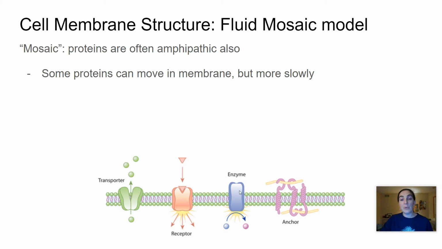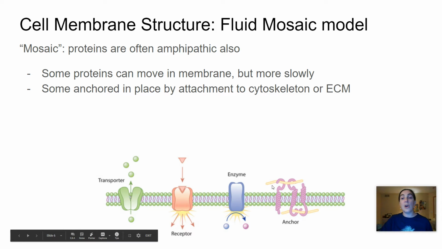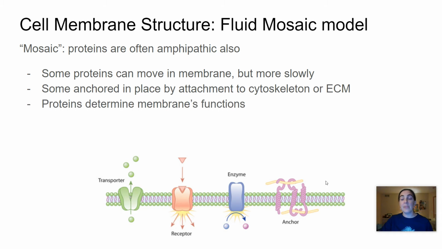Some of them can move within the membrane, but they tend to move more slowly than the lipids do. And others are anchored in place, either by being attached to the cytoskeleton inside of the cell or something called the extracellular matrix that you'll learn more about later on the outside of the cell. The proteins that are found on the surface of a cell determine the function of that membrane.